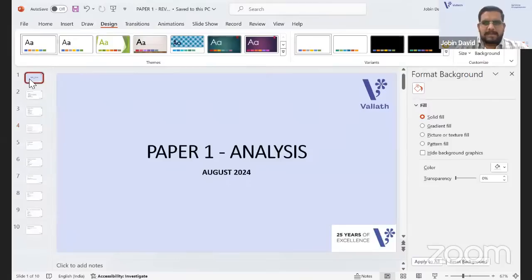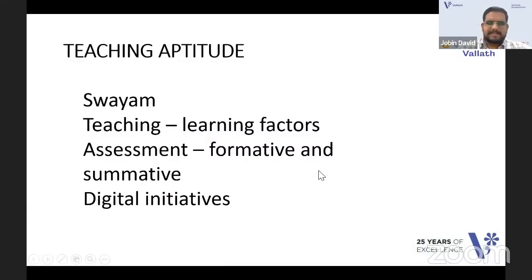Yes, so in paper one, from our students' view, I will start with teaching aptitude, unit-wise. We had classes and revisions, like the YouTube live revisions. I told you that in the OMR exam we had two questions from Swayam and Swayam Prabha, and this time also we had questions from Swayam.